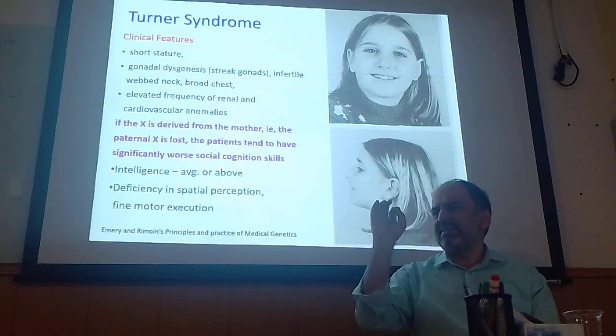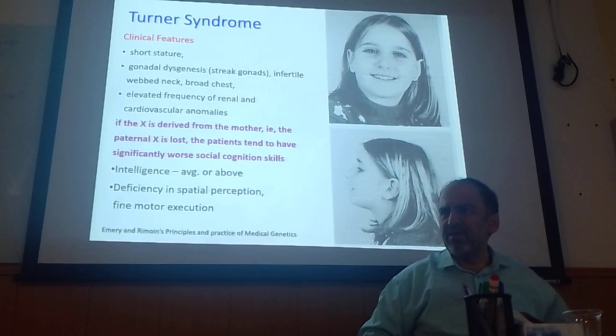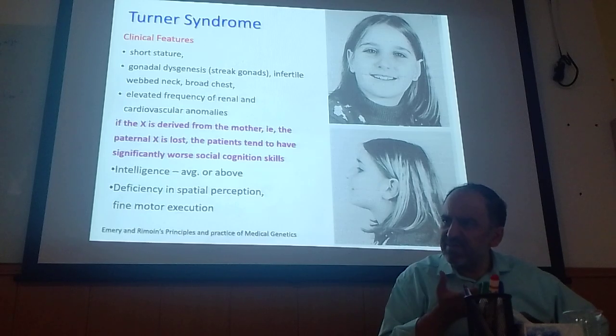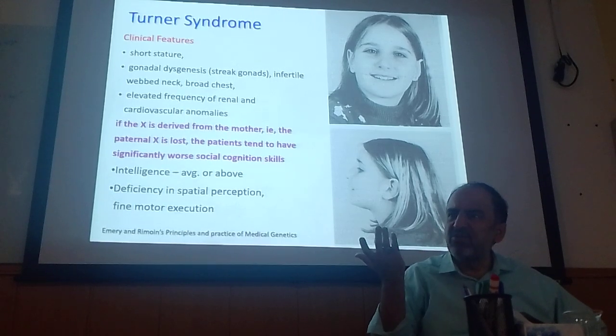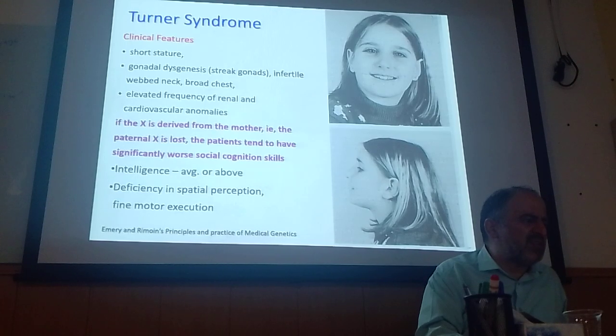And it is interesting, the X that comes from the father would be different from the X that comes from the mother. In normal ladies, one X would be inactive, but this is very different from Turner syndrome. Why? Because we don't know why this happens. In patients whose X derived from the mother, which means the paternal X is lost, they tend to have significantly worse social cognition skills. Short stature is there, but the X is from the father or the mother, and they are different from each other. But the IQ is normal, even high.